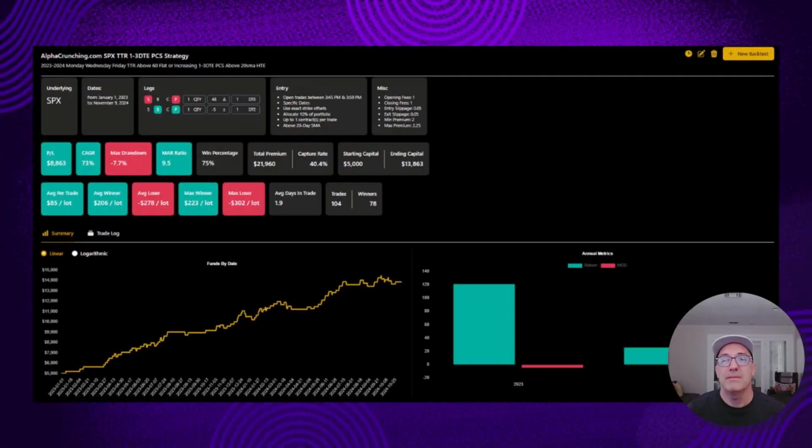Hey there traders, have you ever wondered how much your position size impacts your trading results? In today's video, we're diving into the power and importance of options position sizing. We'll compare the outcomes of the same strategy using different position sizes and account sizes to see how it affects risk, returns, and overall performance. Now let's get into it.